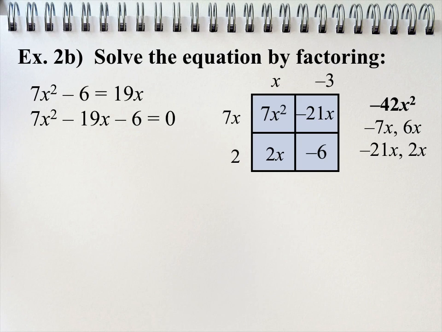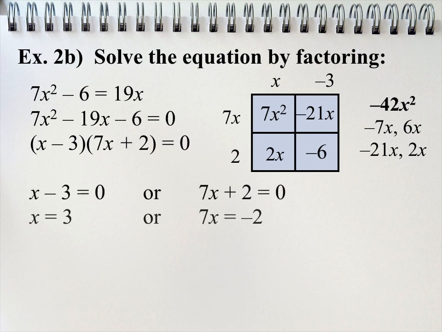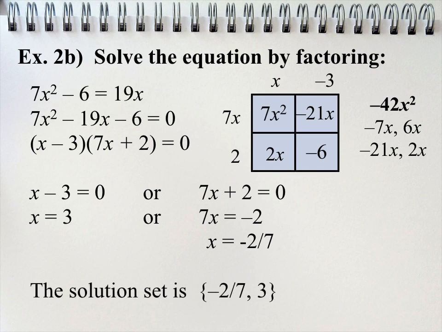So our two factors of the quadratic equation are shown on the outside of the box. x minus 3 times 7x plus 2. And just as before, we set each factor equal to 0 and we solve for x. Our solution set is, again, we have two roots, -2/7 and 3. So we solved that quadratic equation by factoring. That one was a little bit more challenging because the leading coefficient of the quadratic term was not 1.